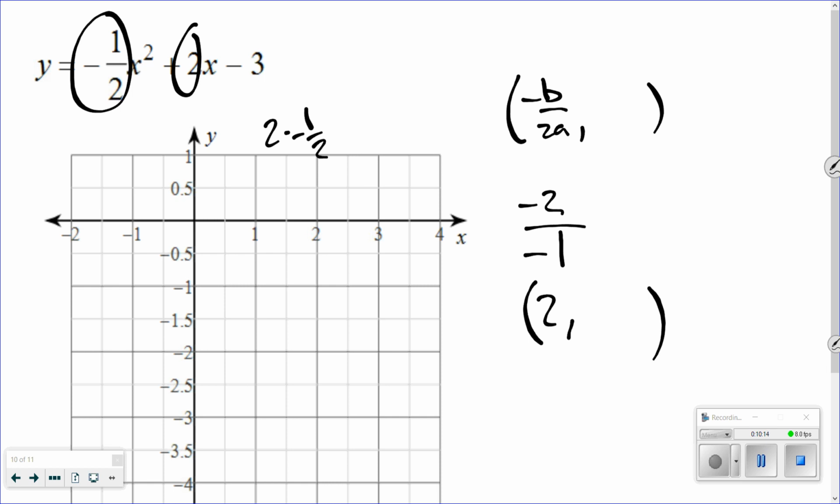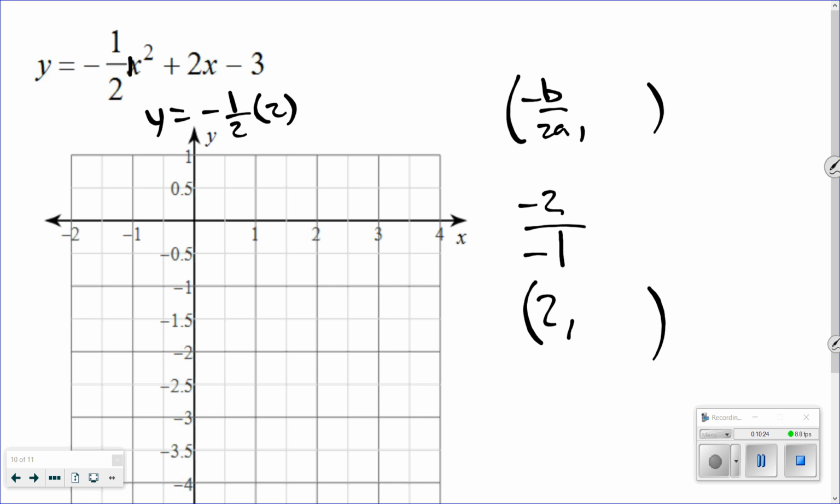Okay, then I have to plug 2 back into my equation and find out what it comes out to. So I've got y equals negative 1/2 times 2 squared plus 2 times 2 minus 3. And again, you can use a calculator, or you can do it by hand. This one's a little trickier by hand, but 2 squared would be 4, times a negative 1/2 would be a negative 2. 2 times 2 is 4. So I think you end up with negative 1 when you do all that. Again, feel free to use a calculator on that. Okay, so I go to 2, negative 1. So over 2, down 1, there's my vertex.